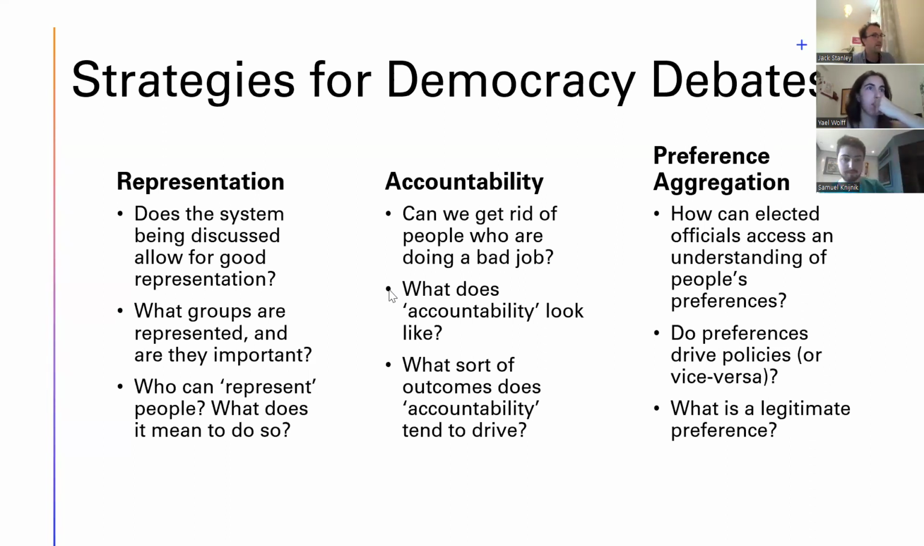There's also a good question about what sort of outcomes accountability tends to drive when people are scared about losing their seats. Who do they run to? What sort of policies do they push for? Is accountability always a good thing? These two things often become a discussion point in any democracy debate, around representation and accountability.